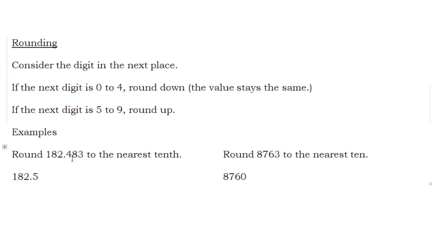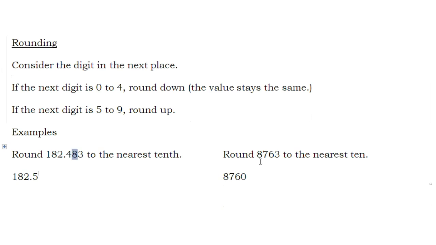For example, if I wanted to round 182.483 to the nearest tenth, 4 is in the tenths place, so I consider the 8. This value is between 5 and 9, so my 4 should round up. My rounded value is 182.5.